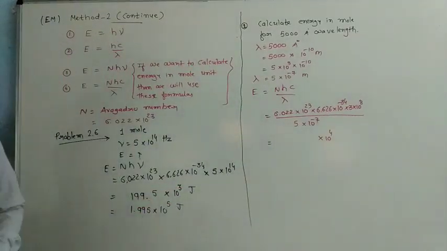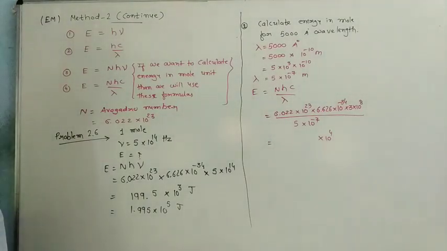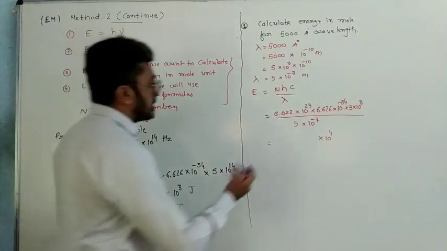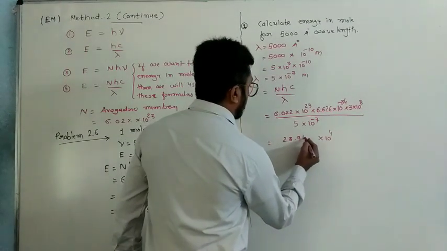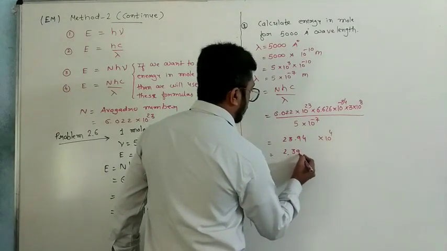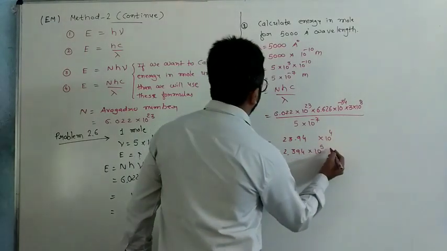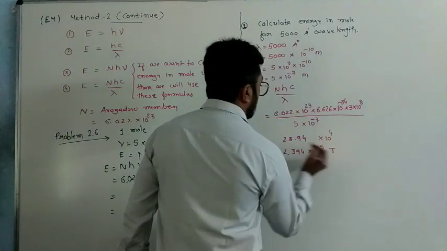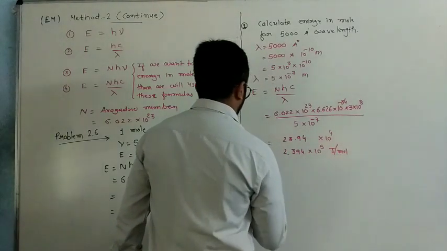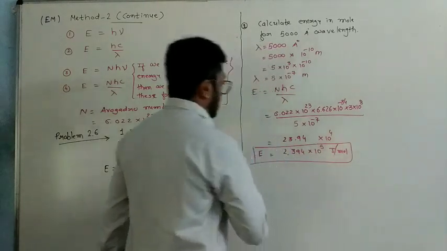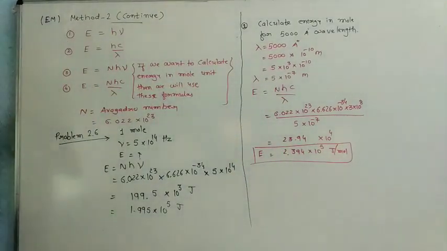Now the answer of 6.022, take a calculator. 6.626 into 6.022 into 3 divided by 5. Answer is 23.94. So if it is 2.394, then we are using 10 raised to 5. This energy is in joule per mole. So this is our final answer: 2.394 into 10 raised to 5 joule per mole.